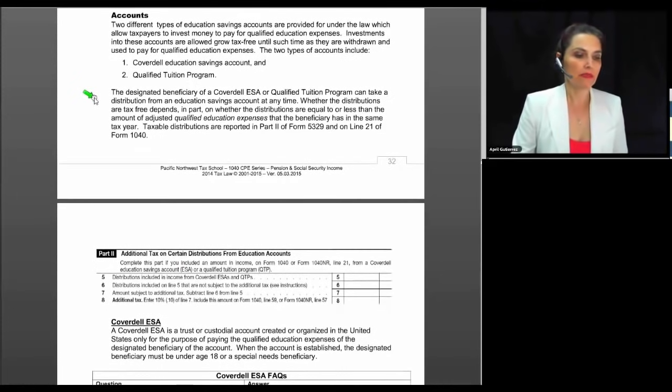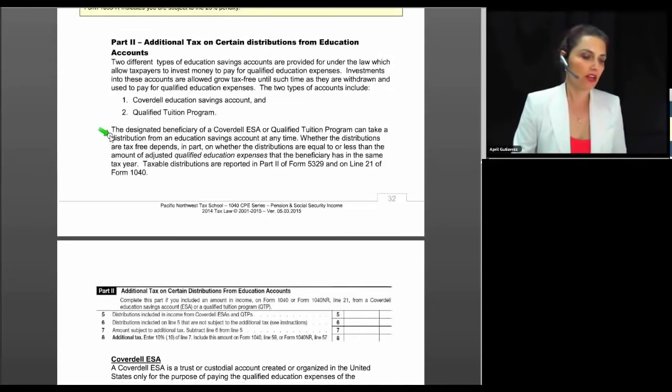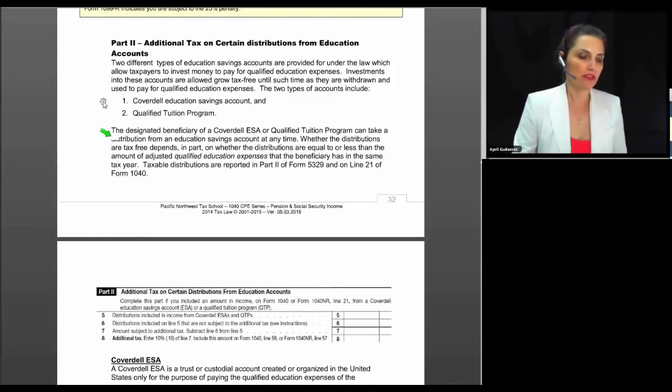Now, the designated beneficiary of a Coverdell ESA or Qualified Tuition Program can take a distribution from the Education Savings Account at any time. Whether the distributions are tax-free depends in part on whether the distributions are equal to or less than the amount of adjusted qualified education expenses that the beneficiary has for the same tax year. And taxable distributions are reported in Part 2 of Form 5329 and then on line 21 of the 1040. So let's talk a little bit about the differences between these two types of accounts.